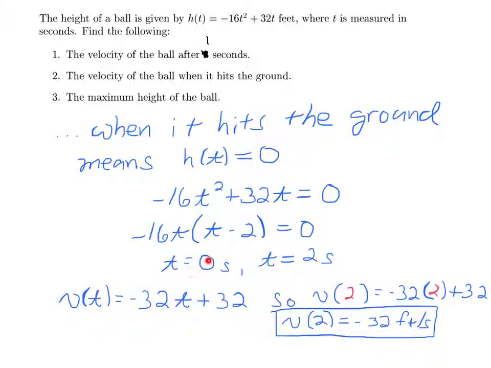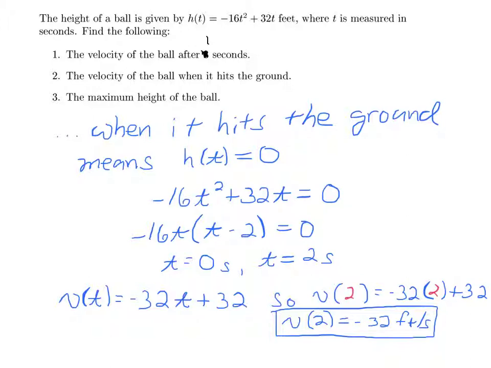There's no constant term here in the height, so it's not elevated off the ground. At 0 seconds, it starts initially on the ground, and then the ball must go up and come back down, and when it hits the ground, it's been 2 seconds. Now, we want to know what the velocity is. Remember, the velocity is the first derivative, which we found on the previous slide. So the velocity is minus 32t plus 32. We plug in 2 seconds, and 2 times minus 32 is minus 64, plus 32 is minus 32 feet per second. It's negative because it's coming down when it hits the ground. So that's how we find the velocity when the ball hits the ground.